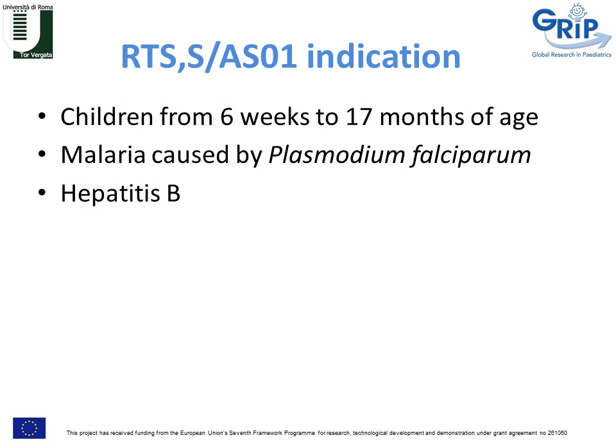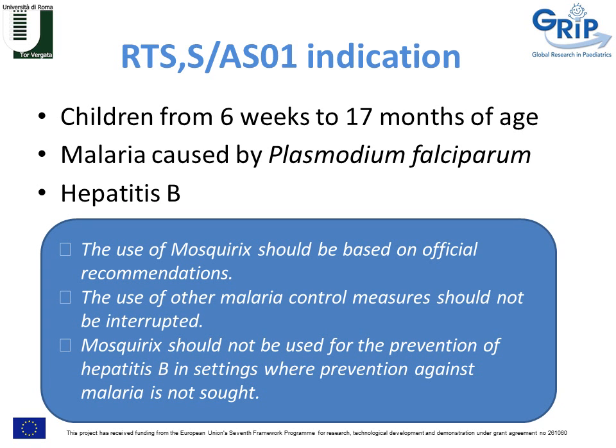Based on the benefit-risk profile, RTS,S was recommended by EMA for active immunization of children 6 weeks to 17 months of age against malaria caused by Plasmodium falciparum and against hepatitis B. In the label, we have also specified that the use of RTS,S should be based on official recommendations. The use of other malaria control measures should not be interrupted. RTS,S should not be used for the prevention of hepatitis B in settings where prevention against malaria is not sought.